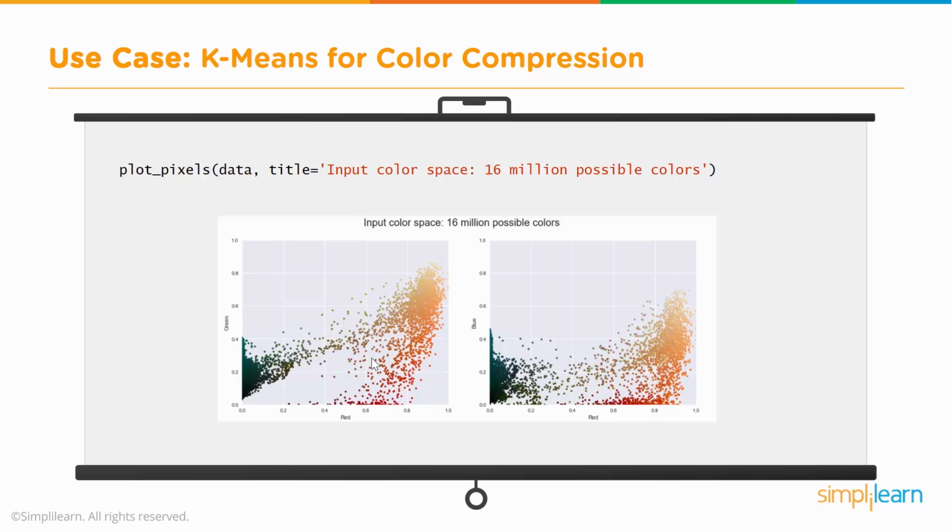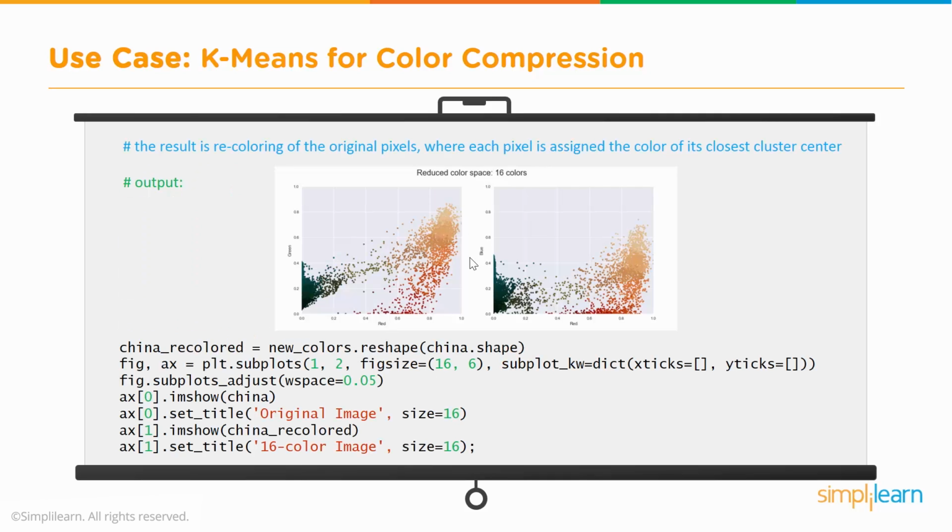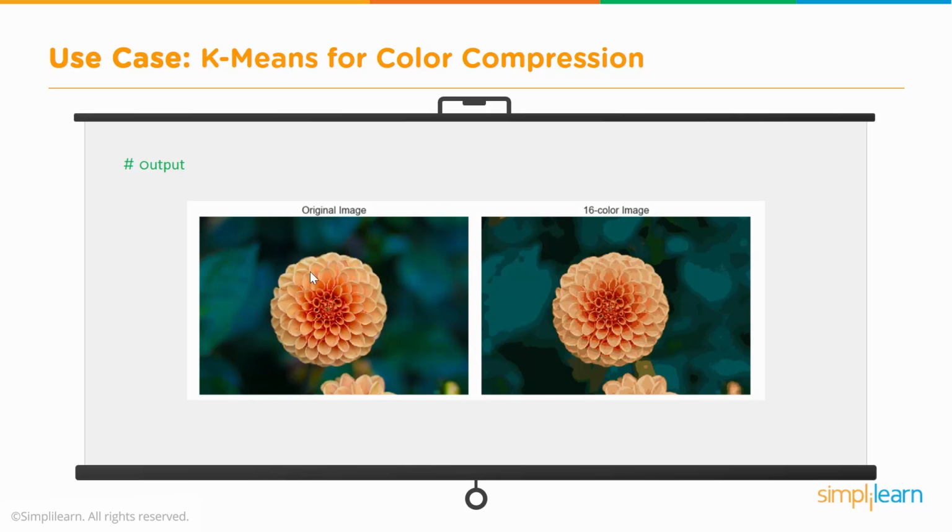The input color space has 16 million possible colors, and we just compress it to 16 colors. So this is how it would look when we compress it to 16 colors. And this is how the original image looks, and after compression to 16 colors, this is how the new image looks. As you can see, there is not a lot of information that has been lost, though the image quality is definitely reduced a little bit. So this is an example which we are going to now see in Python notebook.